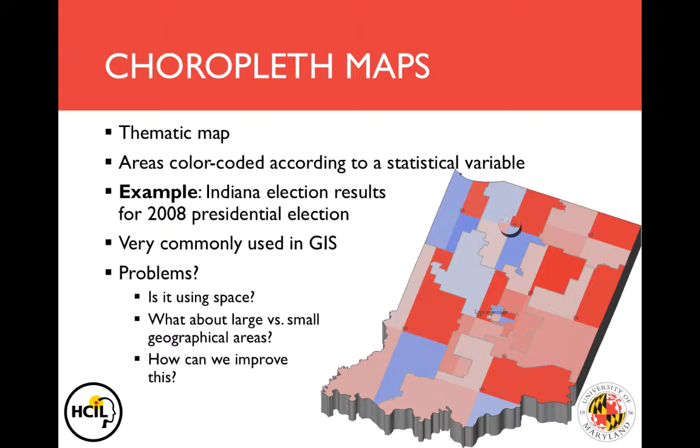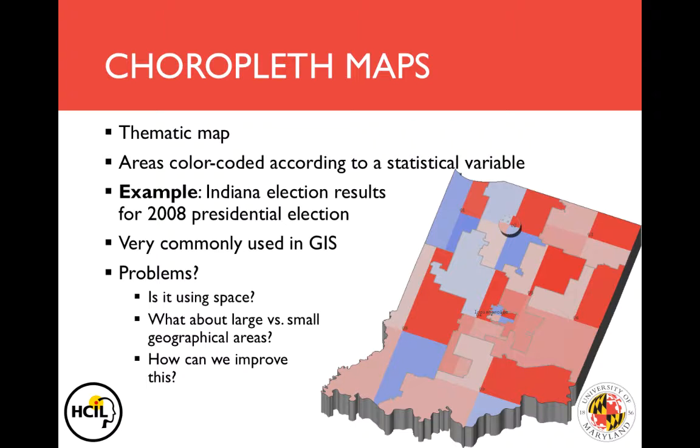For example, think about a map like this. You see these all the time. Here we're looking at the state of Indiana divided, I believe, into counties, or voting sections. Each section is colored based on who they voted for in the 2008 presidential election. The brighter red it is, the more Republican they voted. The brighter blue, the more Democrat they voted. These are really commonly used. I'm sure you've seen these for elections, but they're kind of problematic.